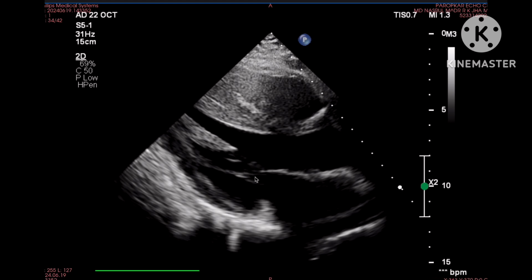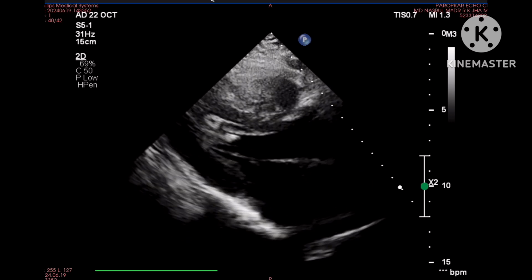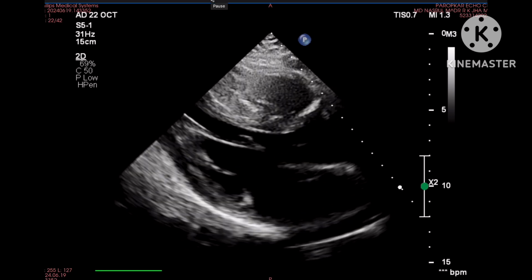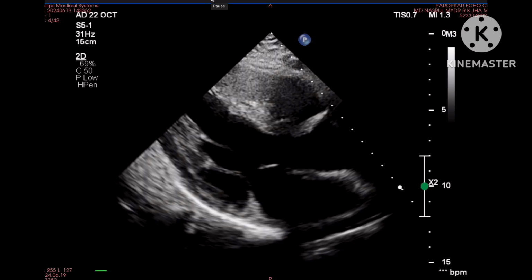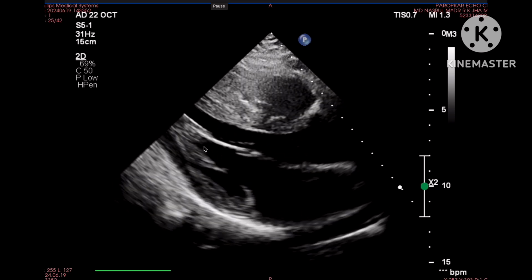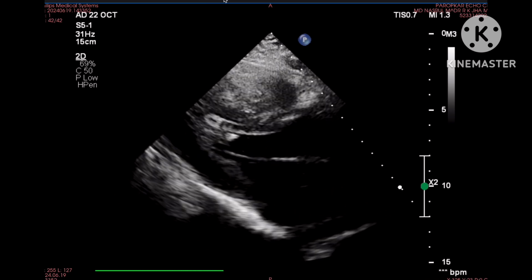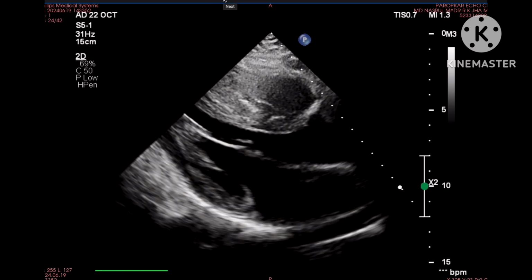SAM is also here, but the SAM is not that significant, causing no significant flow obstruction in the subaortic zone. So this case is called hypertrophic cardiomyopathy, not hypertrophic obstructive cardiomyopathy, because the obstruction is not that significant. So SAM is also seen here, but the SAM is minimal. I want to show you SAM.